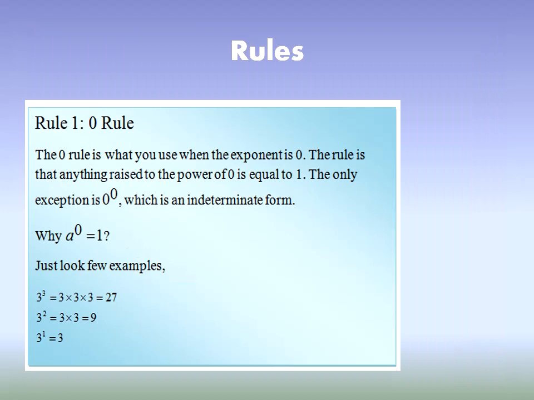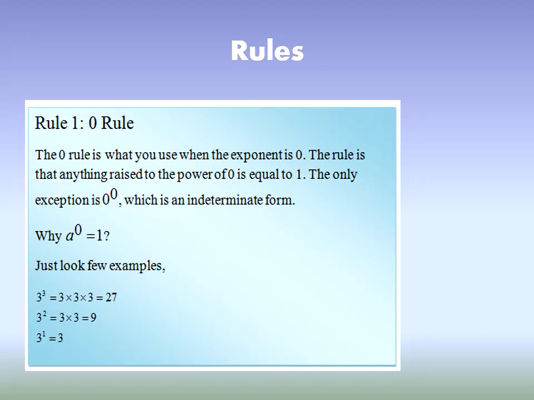Now we can frame some basic rules. Rule number 1, the zero rule. The zero rule is what you use when the exponent is 0. The rule is that anything raised to the power of 0 is equal to 1. The only exception is 0 to the power 0, which is known as an indeterminate form, and we will learn about this form in class 12.